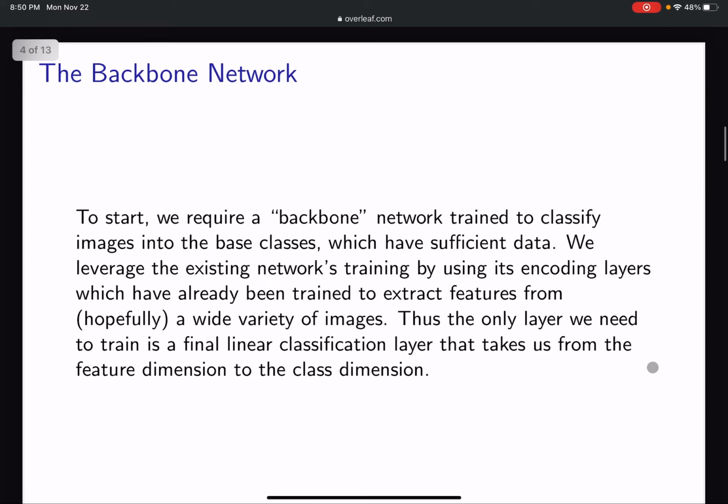To begin, we require a backbone network trained to classify images into the base classes, which have sufficient data. We leverage the existing network's training by using its encoding layers, which have already been trained to extract features from hopefully a wide variety of images. Thus, the only layer we need to train is a final linear classification layer that takes us from the feature dimension to the class dimension.